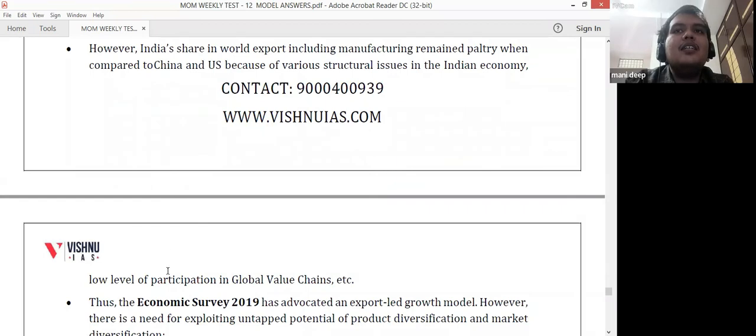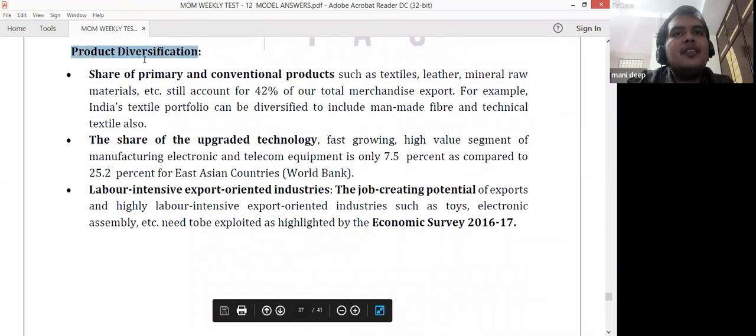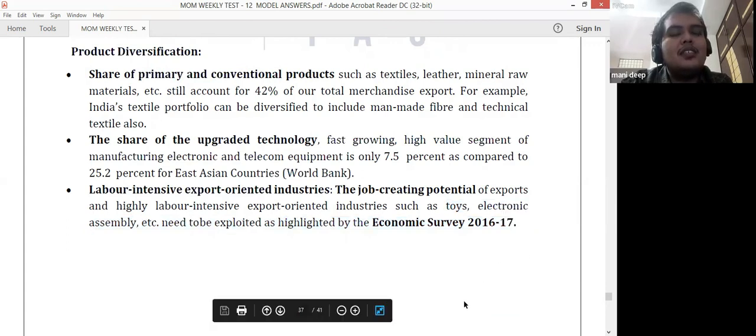Then you should write about product diversification. We are now focused mostly on primary and conventional products, and we do not have upgraded technology. Mostly we have labor-intensive export-oriented industries that we should focus upon more. For example, toy and electronic industries, which the government has been focusing on since 2017 in the Economic Survey.